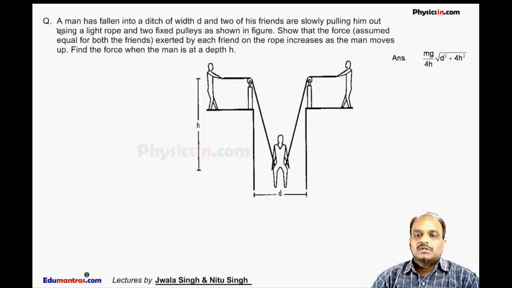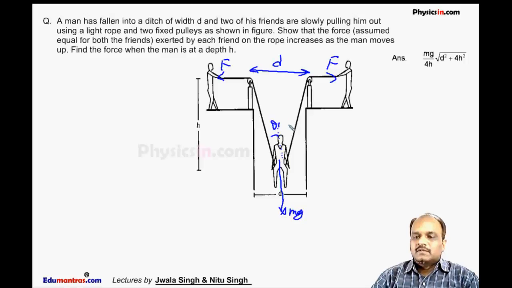A man has fallen into a ditch of width d. His friends are pulling him out using a light rope and two fixed pulleys as shown in this figure, so that the force exerted by each friend on the rope increases as the man moves up. At any instant, the weight of the man acts downward, let it be mg. The force exerted by each friend, let it be F.